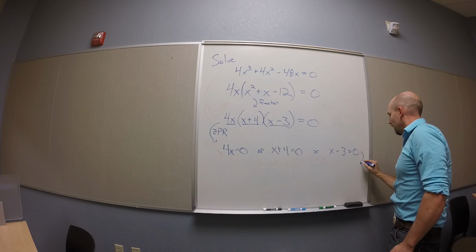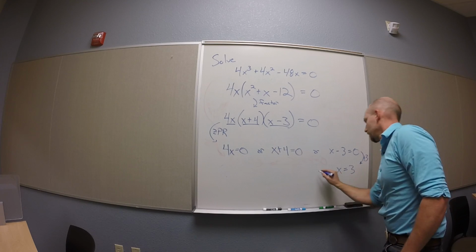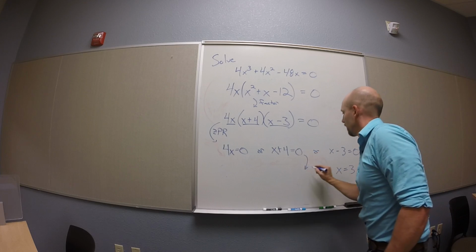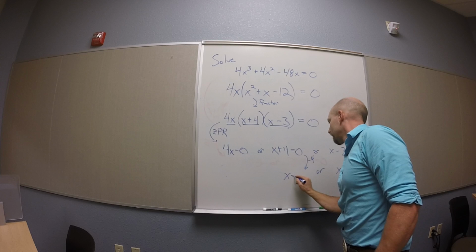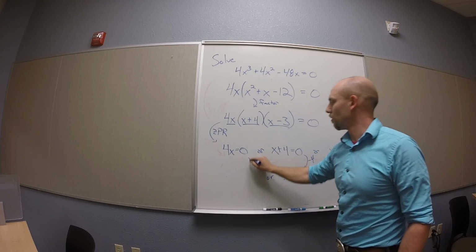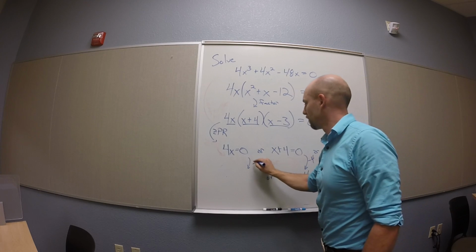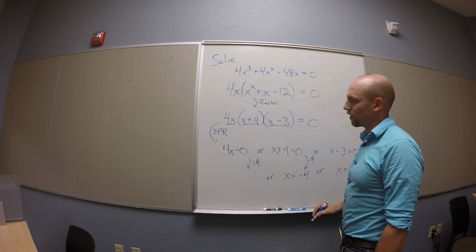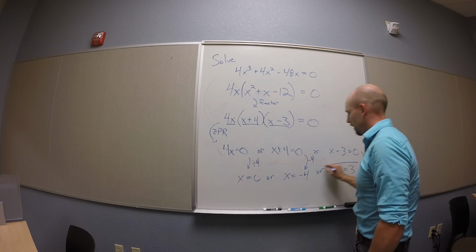So to solve this last one, I add 3 to both sides. I get x is 3. Or here on the middle one, I think I want to subtract 4 from both sides. So I'll get x is minus 4. Or over here, what do you want to do with that one? Maybe divide both sides by 4? If I divide both sides by 4, I get x is 0. And there's my answer.